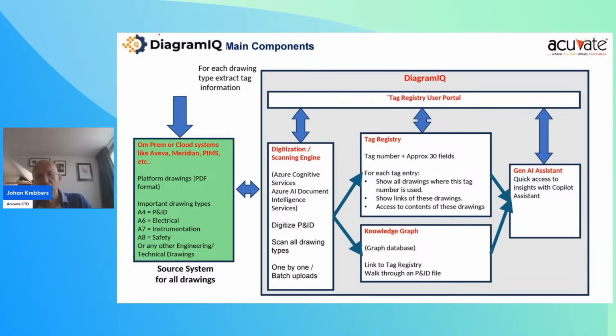Of course, the user from the Copilot doesn't know there are two interfaces over there, but it gives you full access in simple terms to that environment. So this Diagram IQ is an accelerator. We bring it to the market as an accelerator.